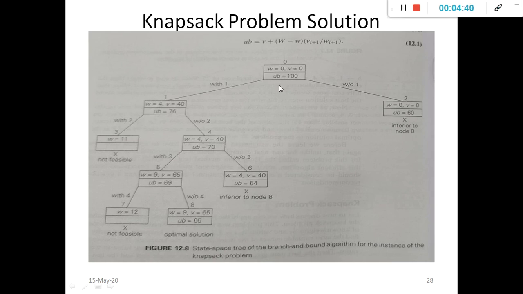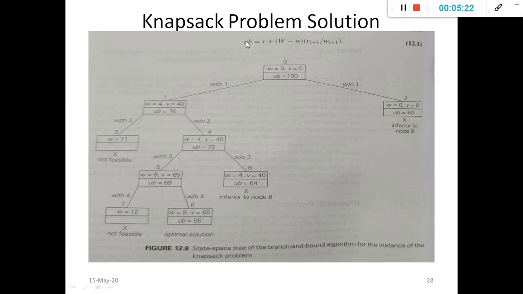Next you have to expand this state space tree to the next level by considering the first item, that is, placing item 1 into the knapsack, and also calculating the upper bound value without placing item 1 into the knapsack, as shown at node 1 and node 2. You will get the new upper bound values by placing item 1 into the knapsack and without placing item 1 at node 2. When you place item 1 into the knapsack, you will get the new w value and v value, as the weight of item 1 is 4 and the value of item 1 is 40.